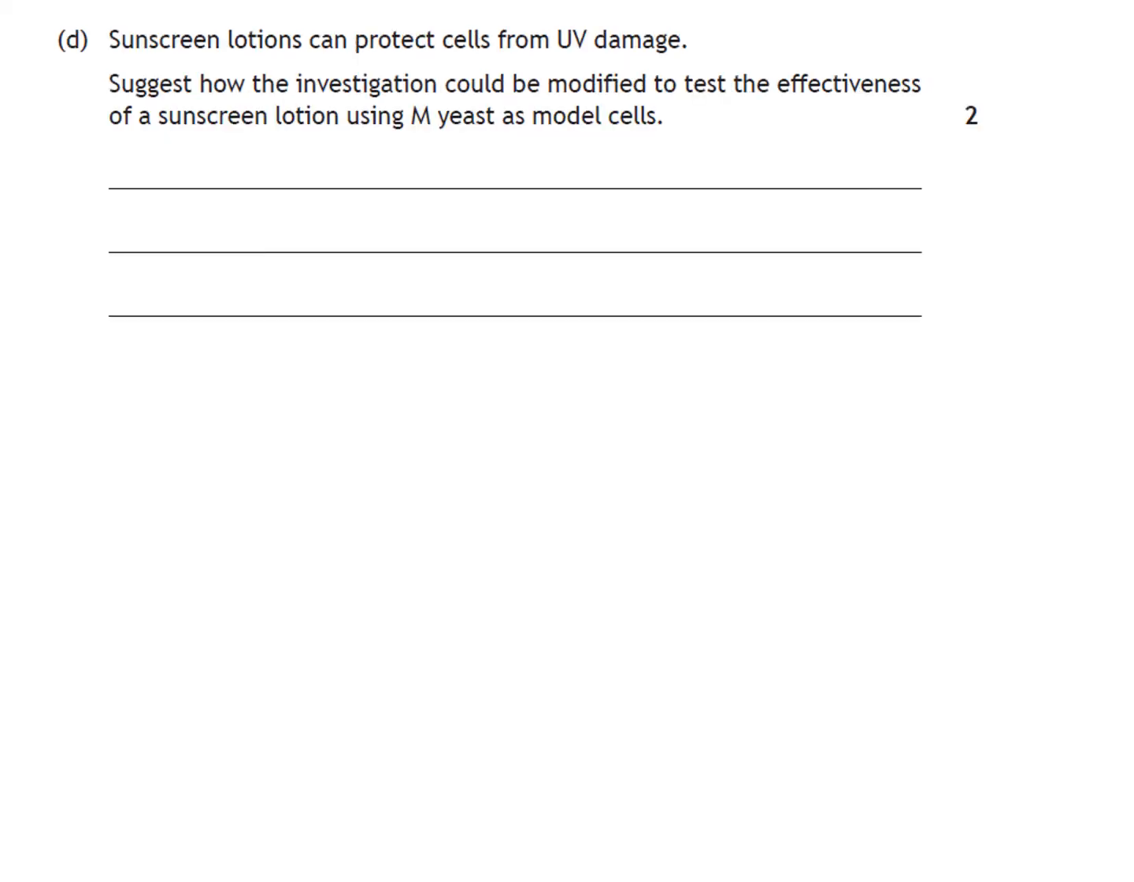Okay, last question on this. It's quite a short question set for this one. Sunscreen lotions can protect cells from UV damage. Suggest how the investigation could be modified to test the effectiveness. Right, so using the M cells, that's mutant cells. Well, first of all, you're going to need to apply the sun lotion. So that's probably basically just a smear of it on the plate or on the surface of the plate or on the lid of the plate to prevent the UV getting to it.